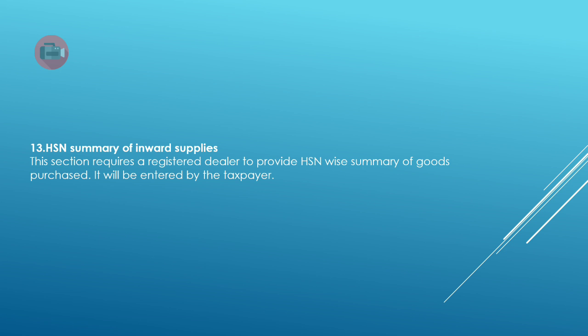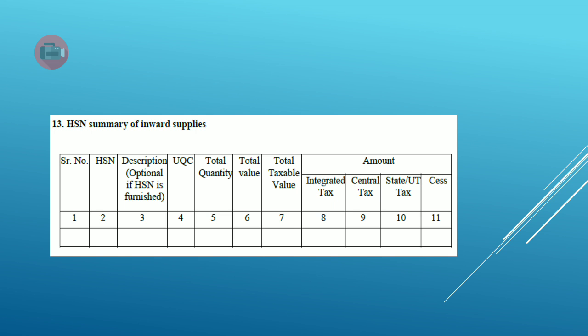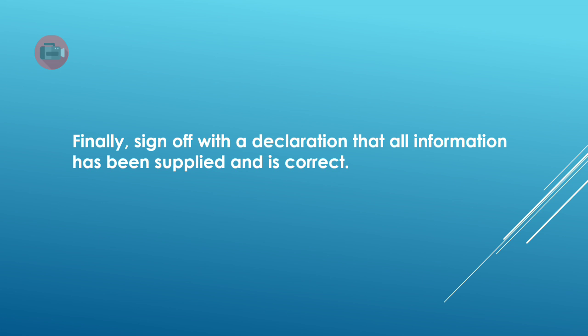HSN is a summary of inward supplies. This section requires a registered dealer to provide the HSN summary of goods purchased. It will be entered by the taxpayer. HSN summary of inward supplies. This is the HSN description option if HSN is furnished. You can see total quantity, total value, total taxable value and amount. This is the format of the HSN summary of inward supplies.